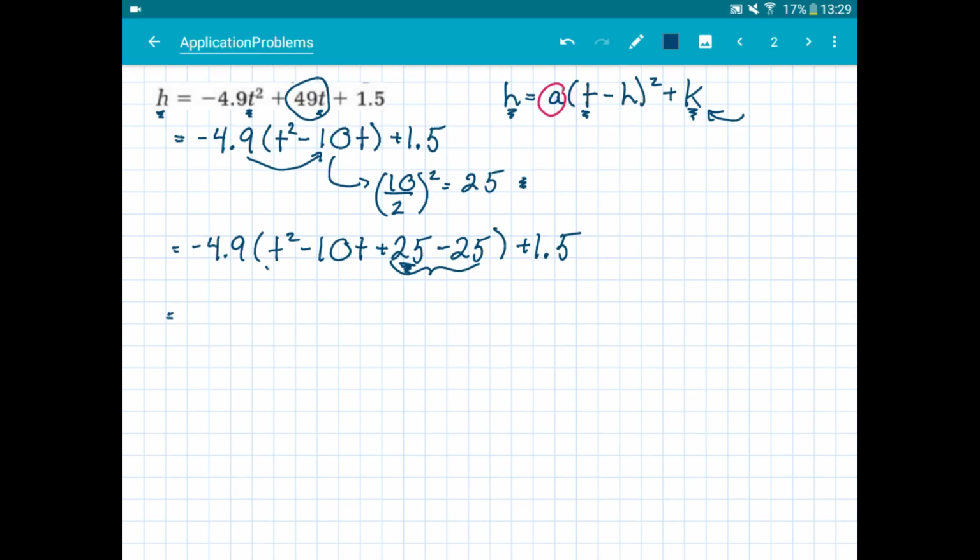Okay, now those three terms there make a perfect square trinomial, and we can factor that. That becomes t minus 5 all squared. We have to take away 25 and plus 1.5. The end. Now all we have to do is redistribute this in.